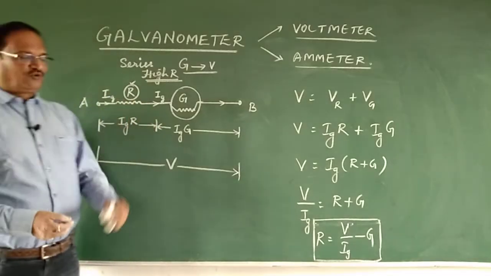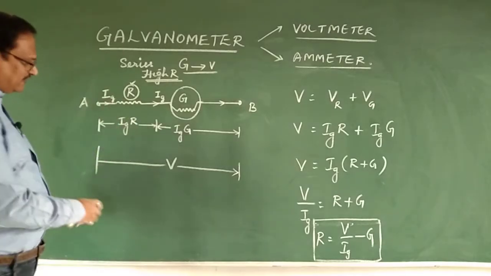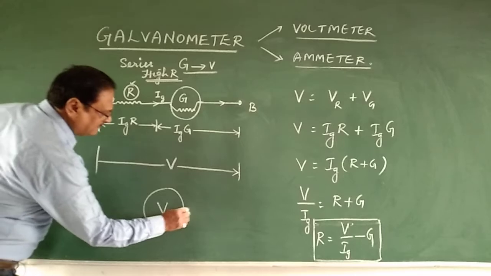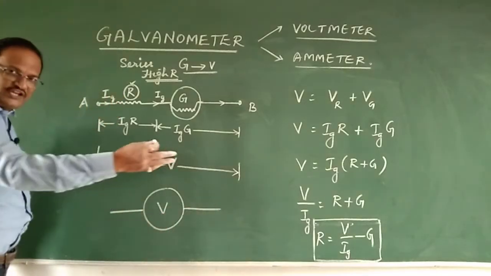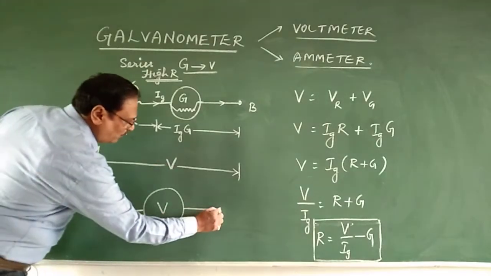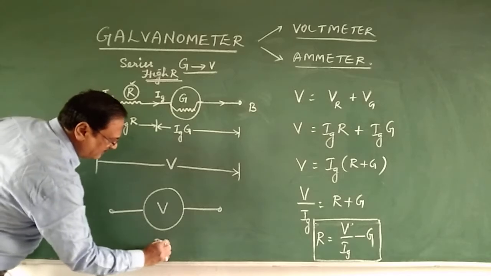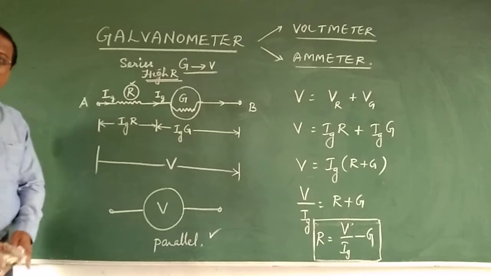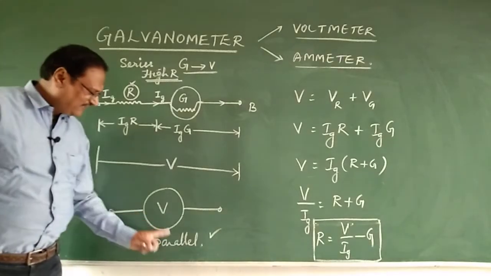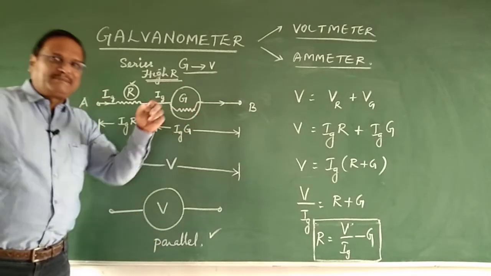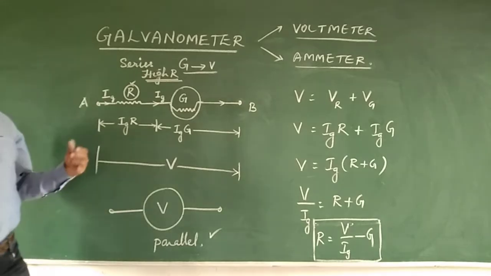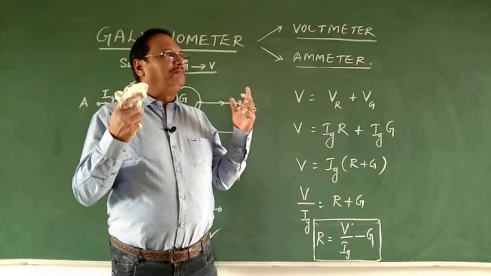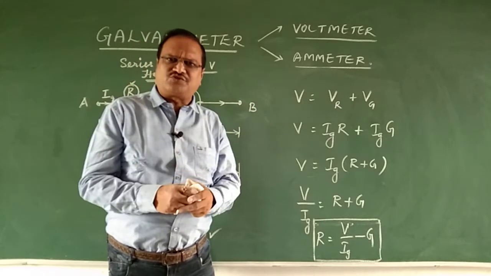Later we will study more about it. This whole thing has now become a voltmeter, for whatever range you wanted. But a voltmeter will be connected in parallel in any circuit. Why should we connect a voltmeter in parallel? What is the purpose of a voltmeter? Its purpose is to measure potential difference.